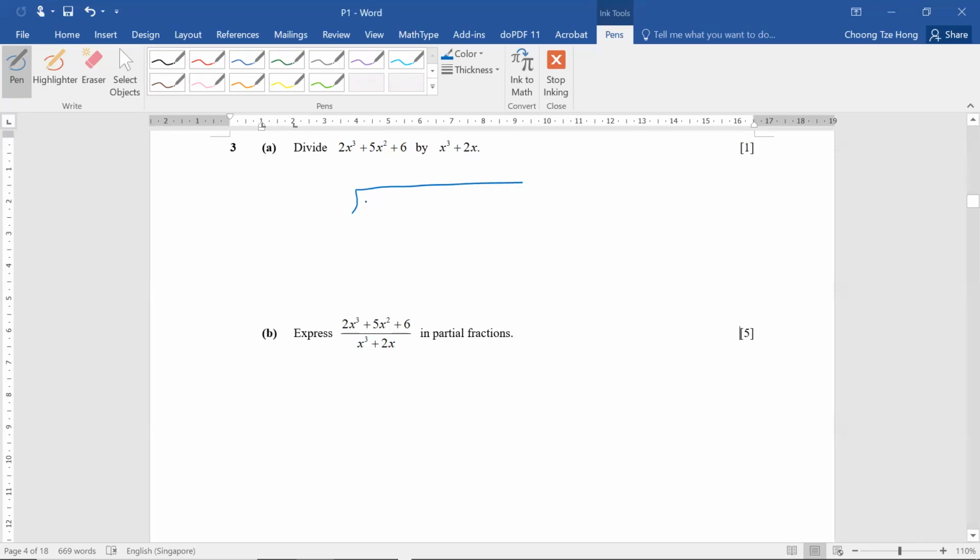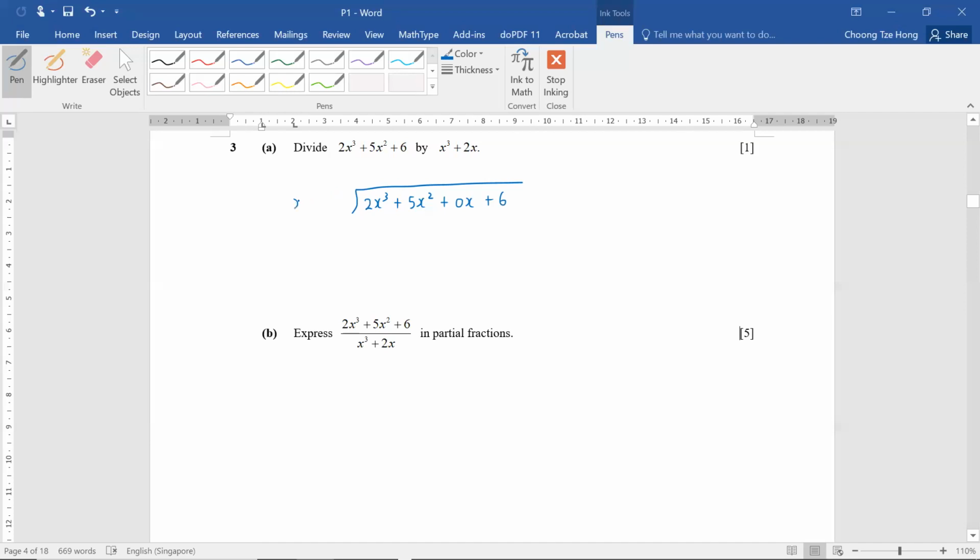The dividend is 2x cubed plus 5x squared. At this point you realize that there is no x term. If there's a missing term in the dividend when you are using long division, what we do is put 0x in place of the missing x term, then plus 6. Later on you'll understand why we need to put this 0x over here.